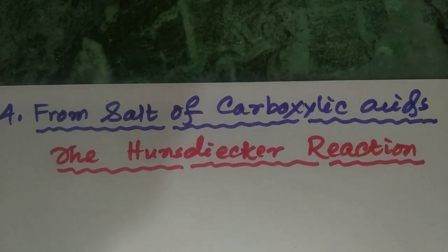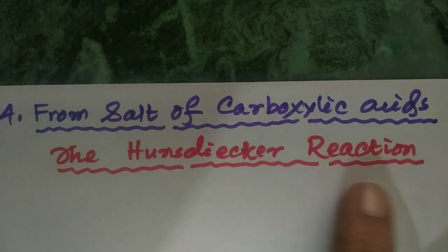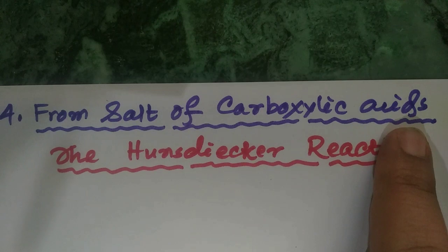So these were the methods we have discussed so far. Next, we will discuss another method to prepare alkyl halide. That is one of the named reactions called the Hunsdiecker reaction. And the starting material here is the salt of carboxylic acids.